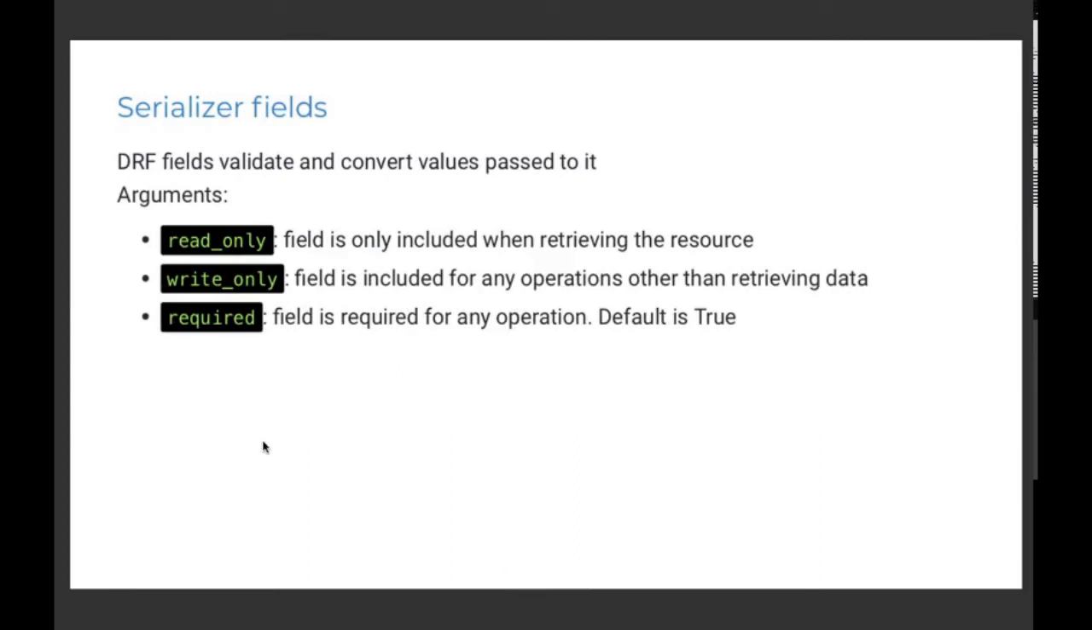Now when working with serializer fields in REST framework, you actually have arguments that you can add there. If I add an argument of read only, I'm saying that that field is only included when I'm retrieving the resource. Write only means that it will only show up, or only be required, if I'm writing. And then required means that the field is required, which by default is true.